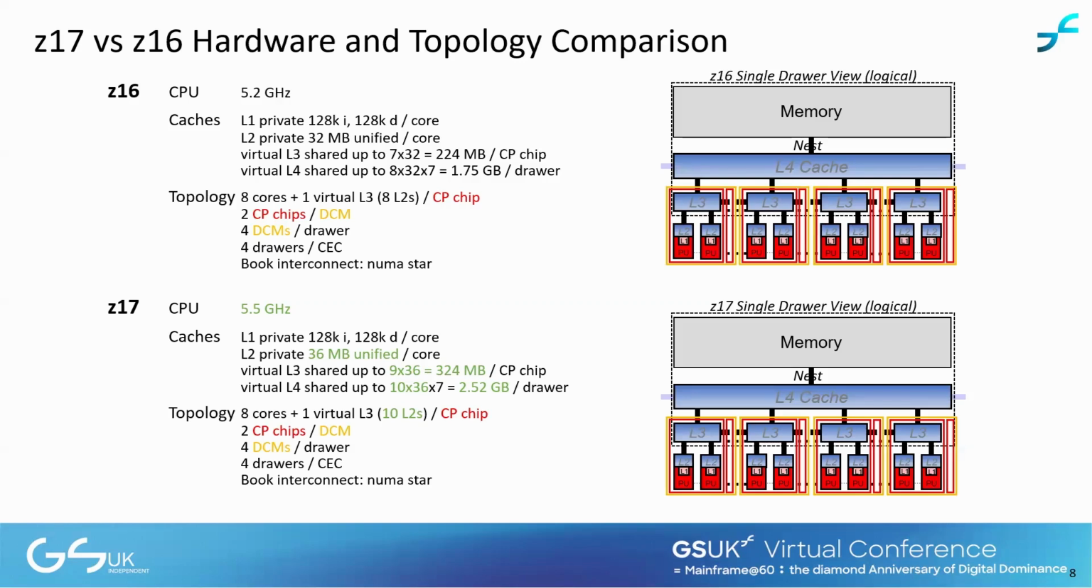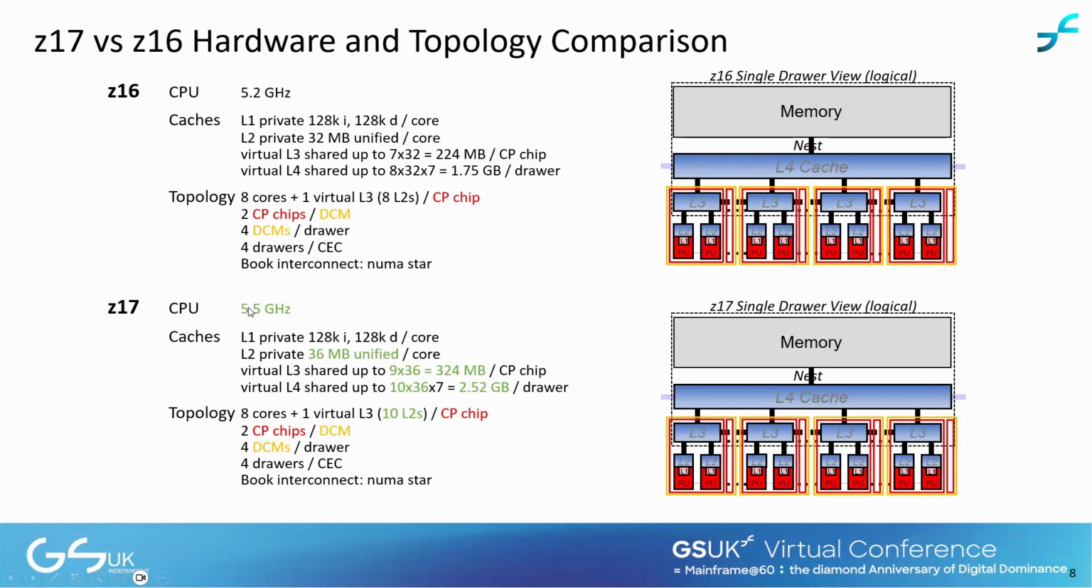So that's the single drawer view again. You look down at Z17, it's the same view, conceptually. So then looking at the statistics and metrics on the left, we call out what are the specific differences between Z16 and Z17. And again, I kept the color coding consistent. So the red for the CP chip and the orange or the mustard for the DCM matches the color coding of the text for help with identification.